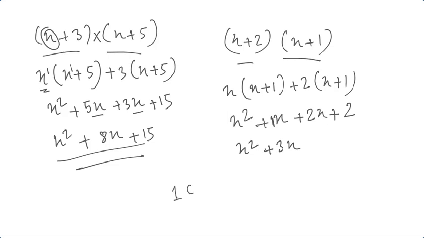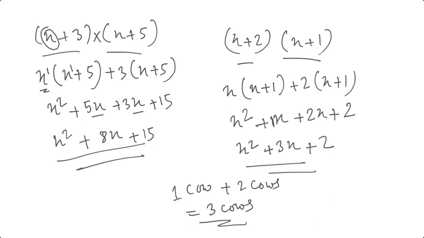1 cow plus 2 cows is equal to 3 cows. Yeah, plus 3. Yeah, this is the final answer: x squared plus 3x plus 2.